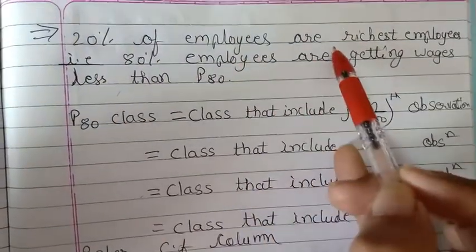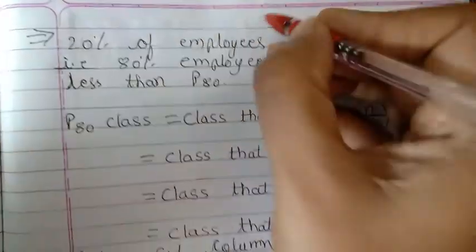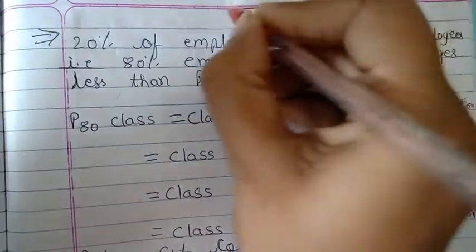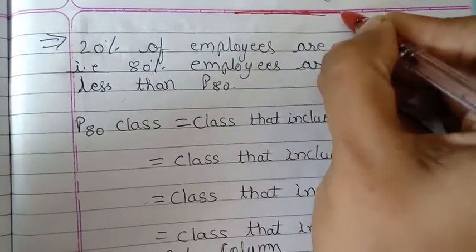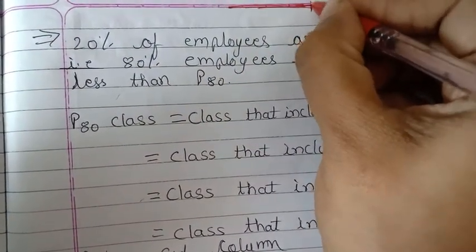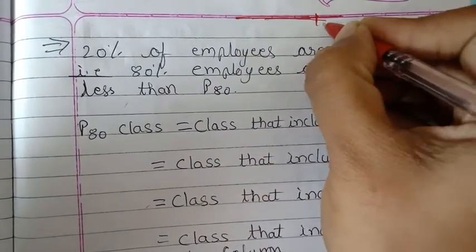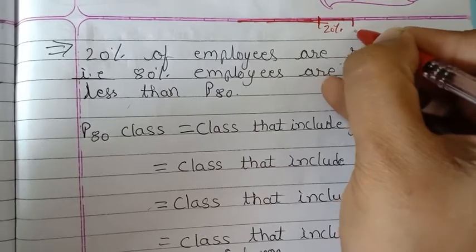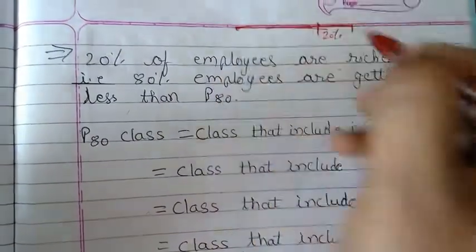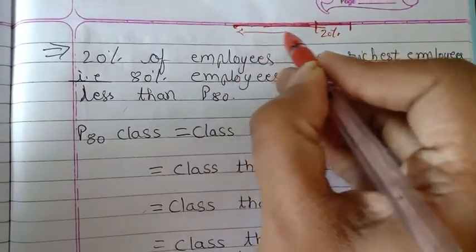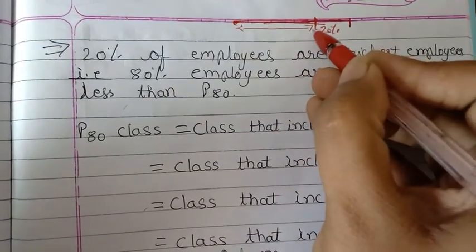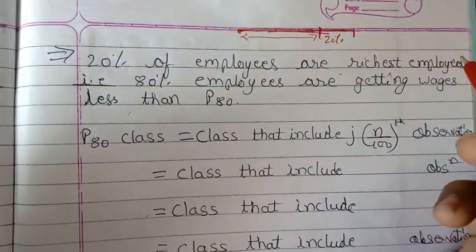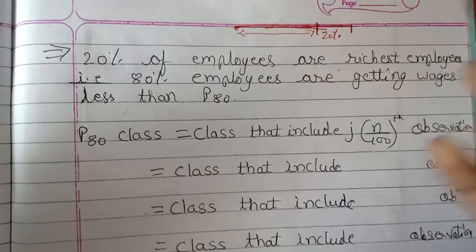Now 20% of employees are the richest employees. Suppose this is our line of 100, and we have to find the lower limit of the richest 20% employees. This is the highest value, 100. If we find this much portion, we can find the lower limit for the richest 20% employees. So that is what we will do.